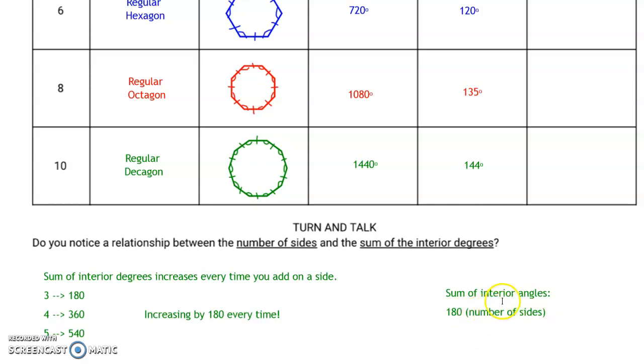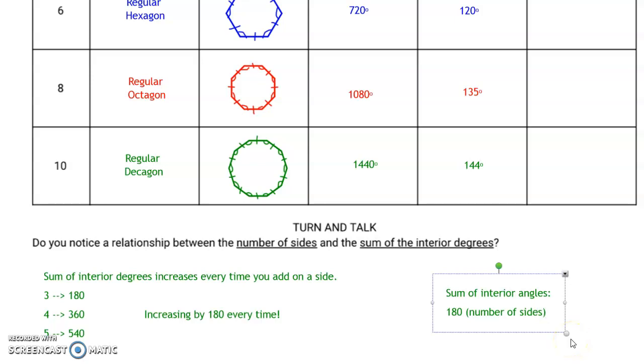But we can't exactly do that, because if we did 180 times 3, for example, that would be the number of sides for a triangle, but we get 540. That's no good. So we have to figure out a way to adjust this a little bit. Think for a moment about how we could adjust this number of sides. All right, answer coming in.